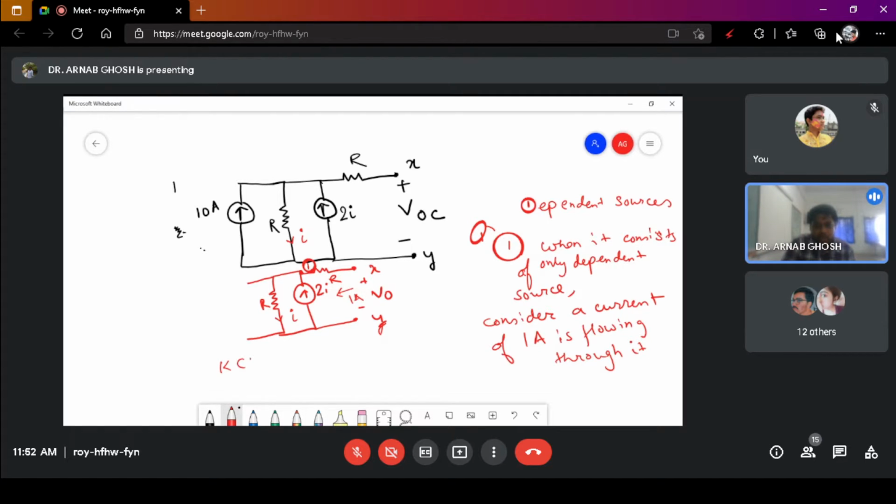KCL at node 1, what will it give? The summation of the currents entering the node will be equal to the summation of the currents leaving the node. So you get 2I plus 1 minus I is equal to 0. At this node, the current entering is 2I and 1 ampere, and the current leaving is I. So I will be equal to minus 1 ampere.